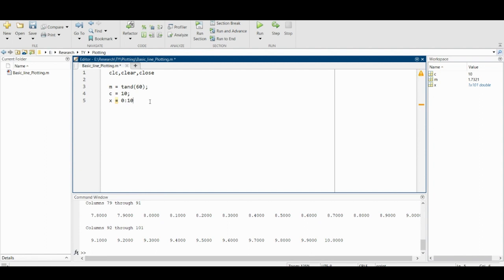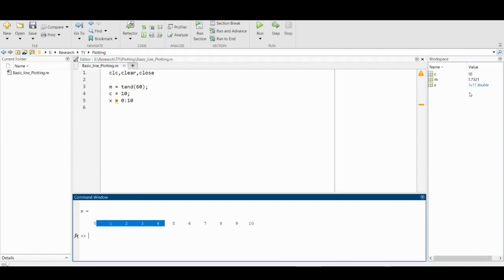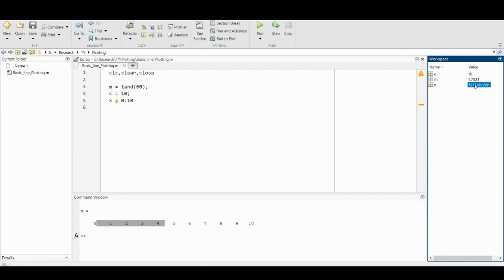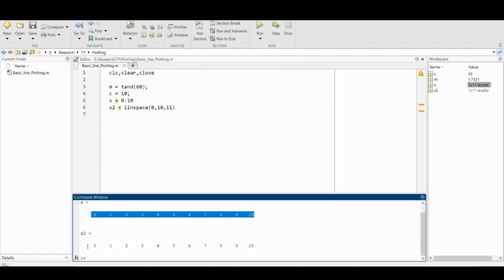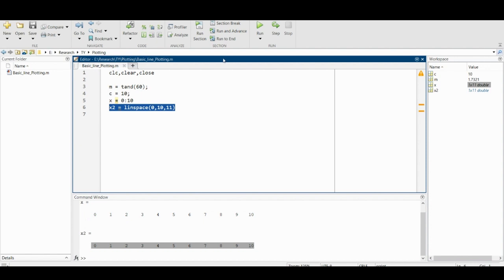There are a number of ways to actually define x. So if it's only 1 unit apart, how many x's are there? 11 x's, so the size is 11. So you can also go for x2, where you can include linspace, in which you have to write the first number, the last one, and the number of points. Here it was 11, just write 11, run it, and the same thing happens, the same output. So you can use any of the methods, and you can just mention it yourself as well.